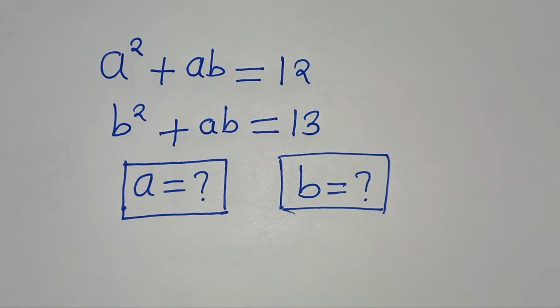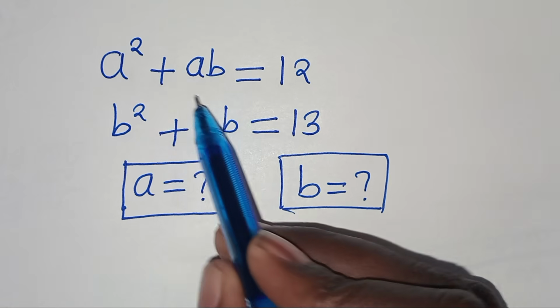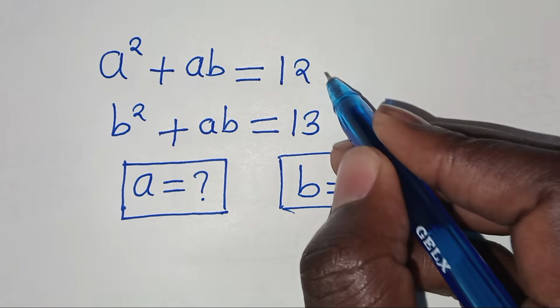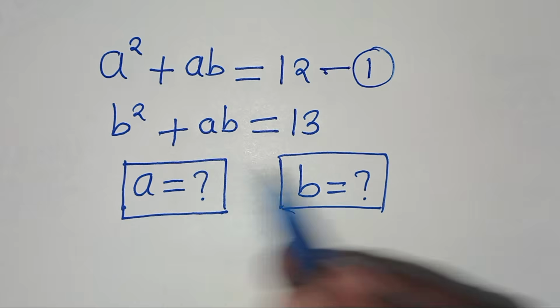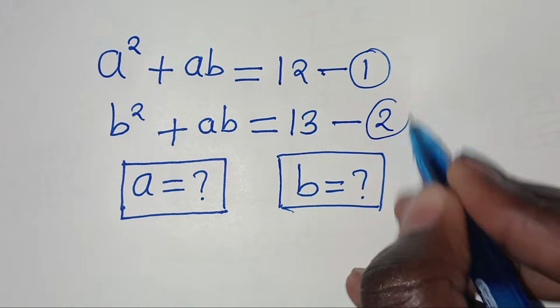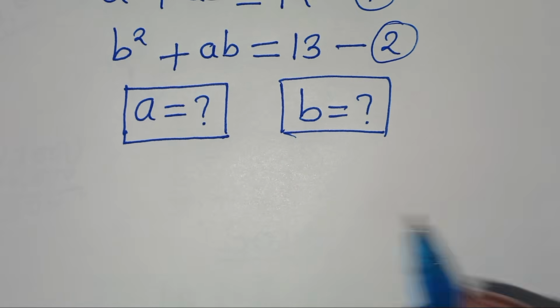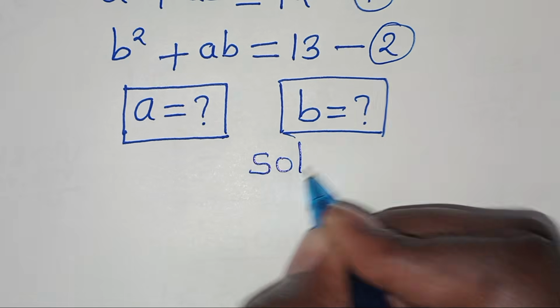Hello everyone, you're welcome to solve this nice algebra problem, which is a squared plus ab equals 12. Let's call this equation 1. b squared plus ab equals 13. Let's call this equation 2. So what is the value of a and what is the value of b? Now let's provide a solution from here.